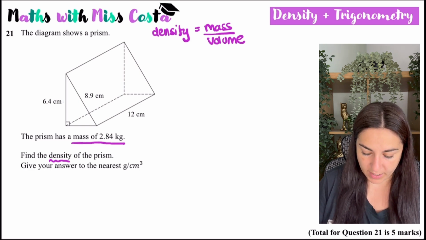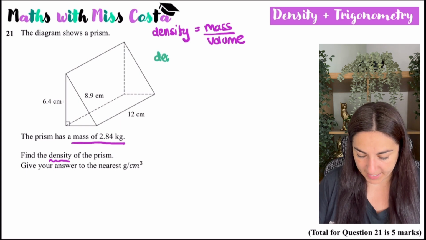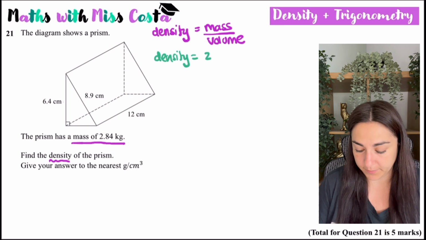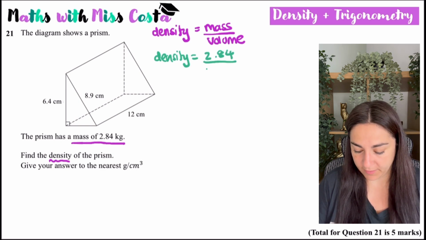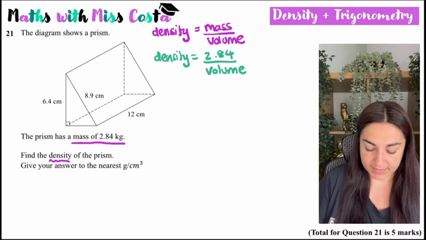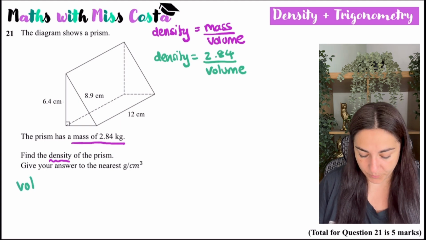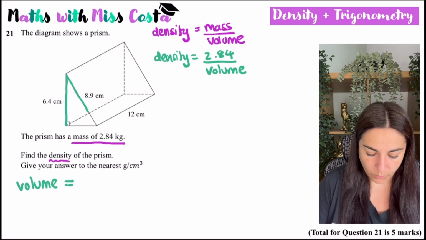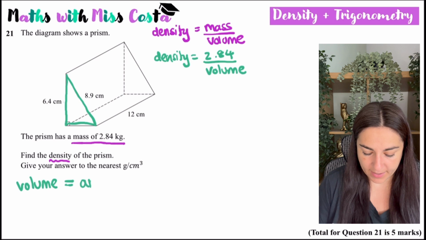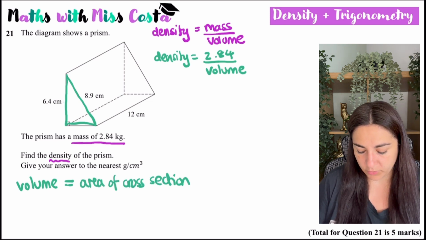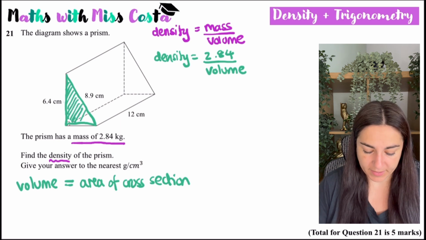So in order to work out the density, they've told me the mass. So the density of this prism is going to be 2.84 divided by the volume. But I don't know what the volume of this prism is. So what I'm going to need to do is work that out. So how do you work out the volume of any prism? What you need to do is you need to work out the area of the cross section, and the cross section is this little bit here that I shaded.